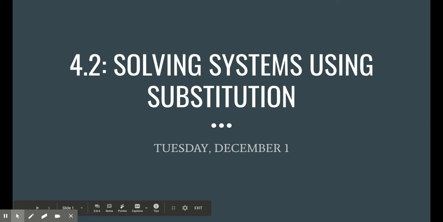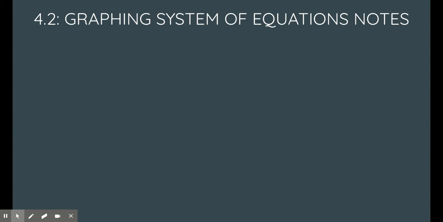Hey guys, welcome to 4.2, Solving Systems Using Substitution. We learned one way of solving them last time by graphing. Just a reminder that a system of equations has a solution where the point makes both equations true.